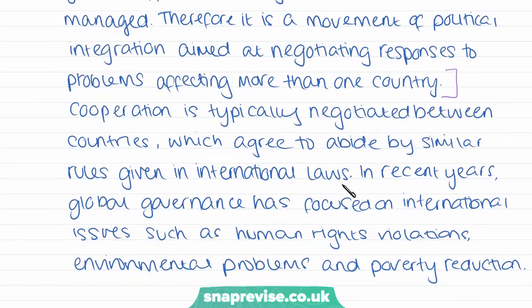And then what's good is always to go into a bit more extra detail about global governance and what it is and what it does. So therefore I've written, cooperation is typically negotiated between countries which agree to abide by similar rules given in international laws. And then I've gone on to give some examples to finish off the paragraph on global governance. So I've said in recent years, global governance has focused on international issues such as human rights violations, environmental problems, and poverty reduction. So that's that one chunk of the question completely answered. And then we'll move on to the next part.